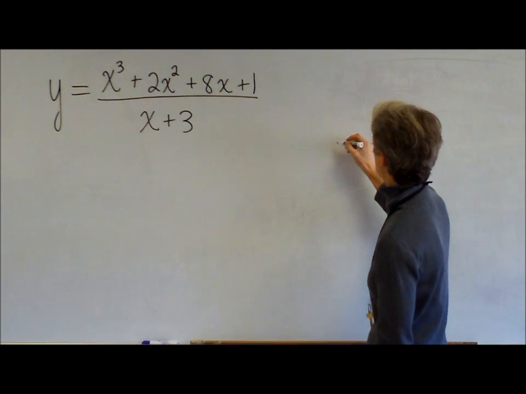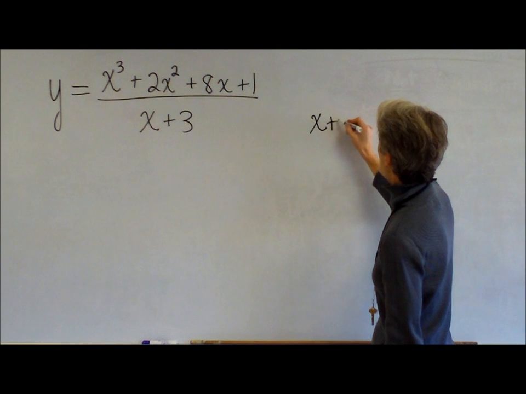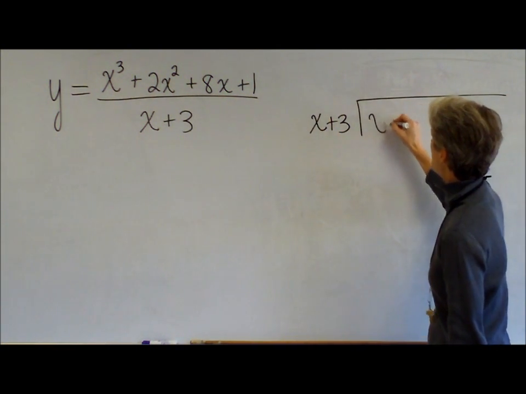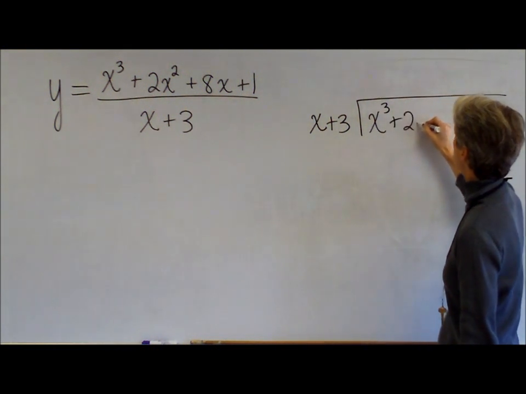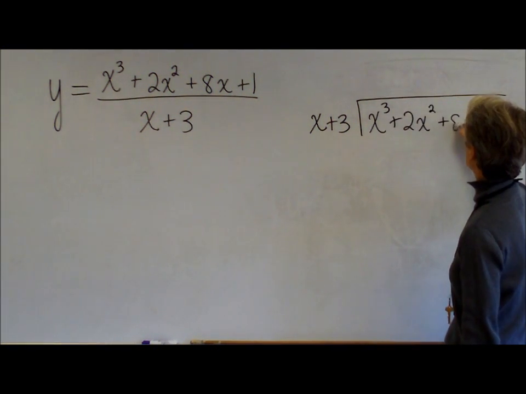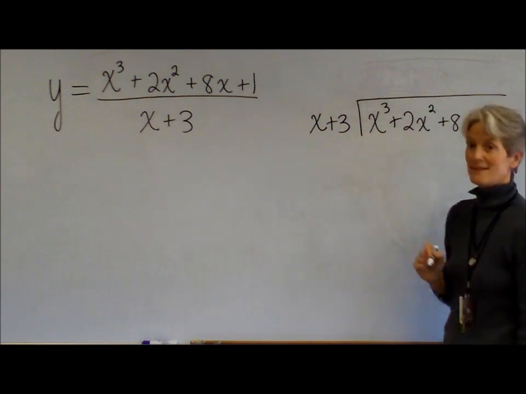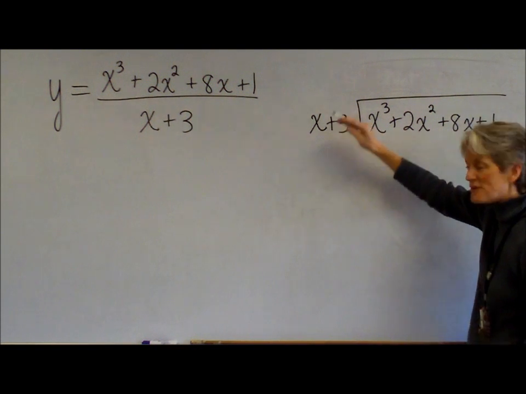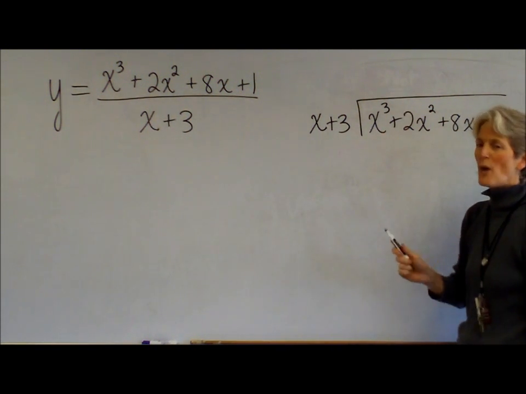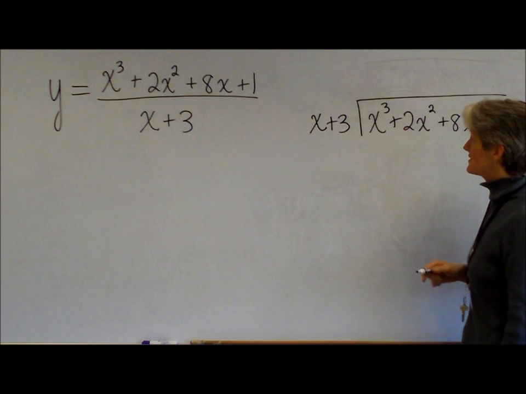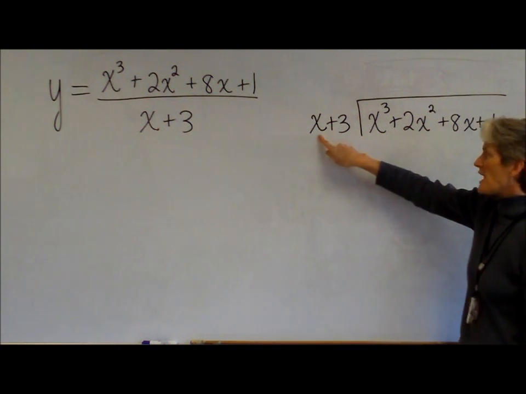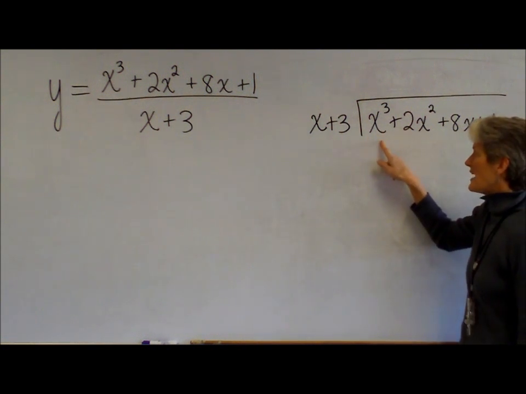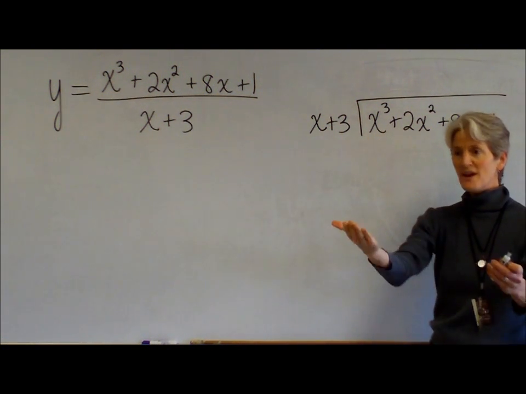So here we go. I'm going to divide x plus 3 into that numerator, x to the third plus 2x squared plus 8x plus 1. It's just a procedure. You have to follow the steps of the procedure, and again, you'll figure out why we're doing this later in class. So, I start by looking at that x, and I think to myself, x times what equals x cubed?